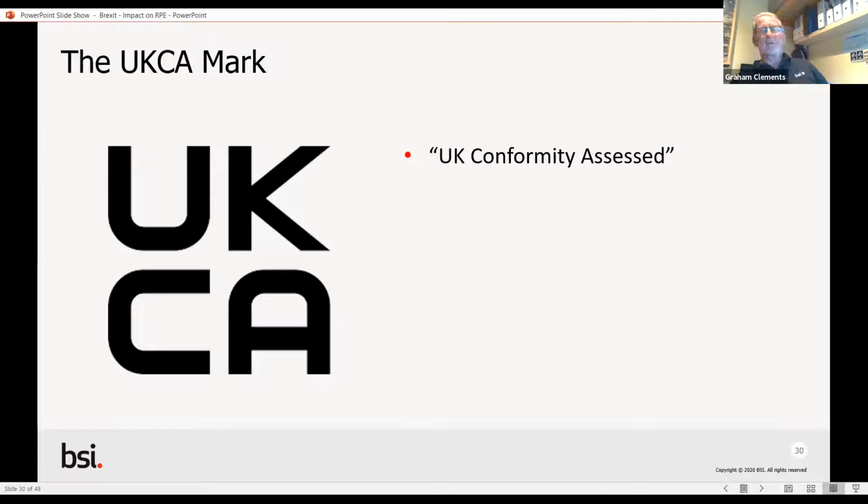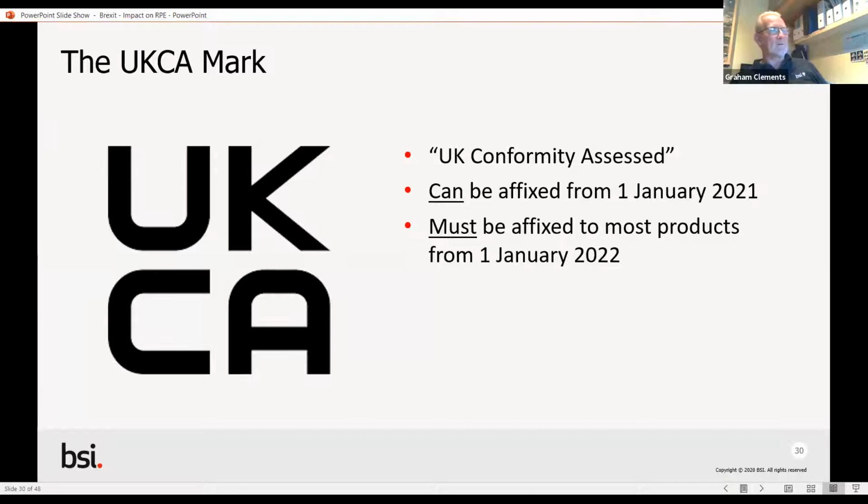However, there is the same pragmatic approach where if it can't be on the product itself, then it can be on the user instructions or on the packaging. So we've got the same options there where it makes no sense to try and put it on the product, or you physically can't get it on the product. So it can be affixed from 1st of January, and there's a few UKCA marks starting to appear. It must be affixed before the 1st of January 2022.